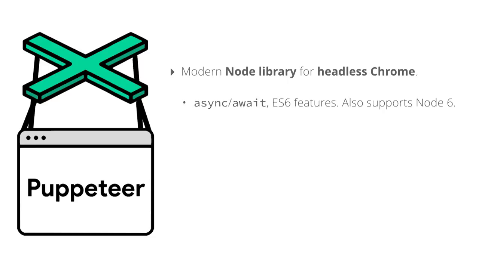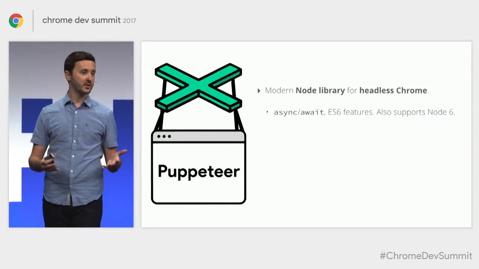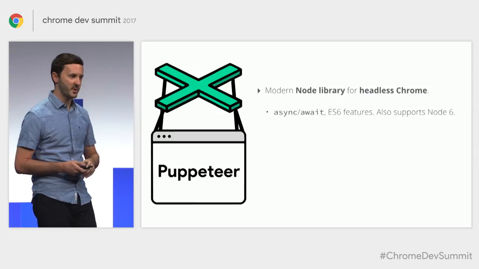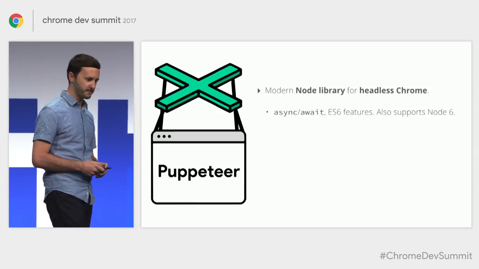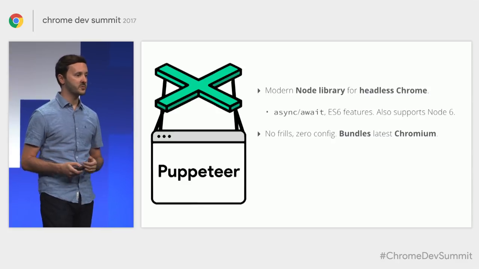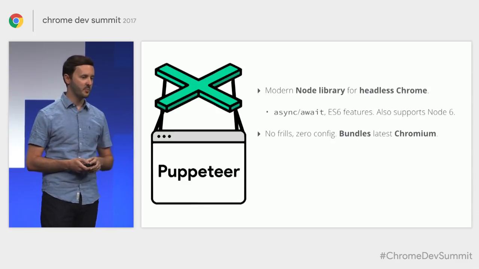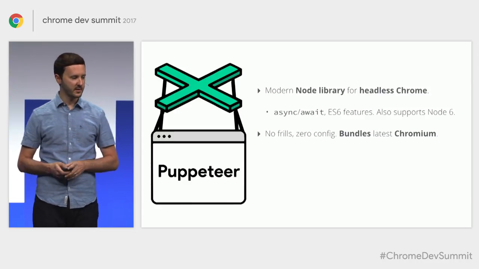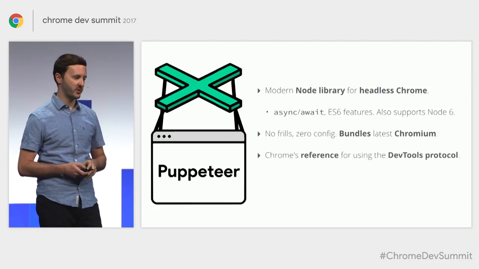But if you want to, you can use Node 6. A really good example is if you're in AWS Lambda functions or on Google Cloud, which doesn't have the latest Node 8 version installed, you can actually use Puppeteer with Node 6 without transpiling. No frills, zero config. We actually bundle Chrome, so we'll pull down Chrome when you npm install Puppeteer. This is really nice because you don't have to deal with those details. You can just write your code and have it run, and Chrome will just be there for you.